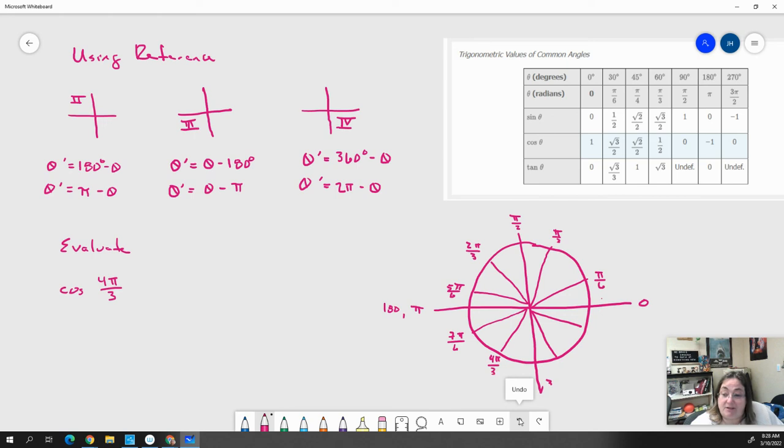9/6 of pi is 3 pi over 2. 10/6 of pi is 5 pi over 3. 11/6 of pi. And then over here we would have 2 pi. Do you remember that when we did that, when we created the unit circle? Now you could just bring up a picture of the unit circle.